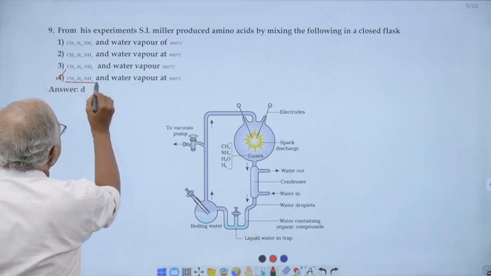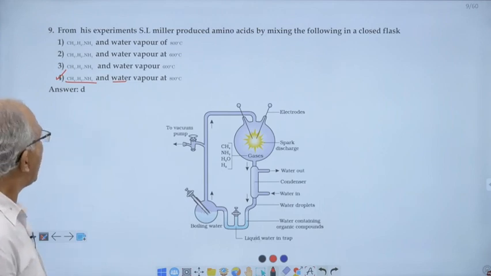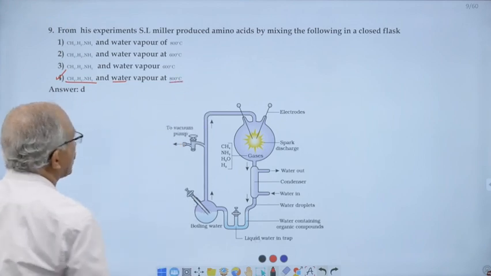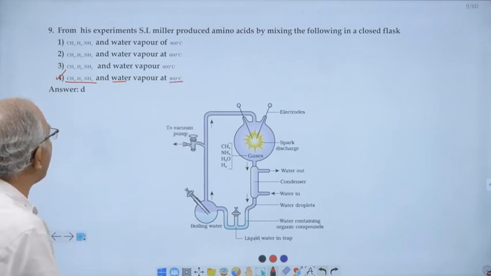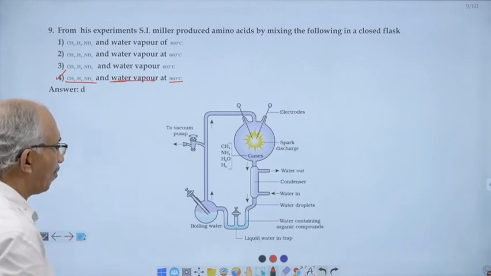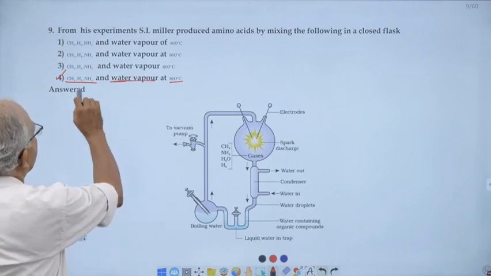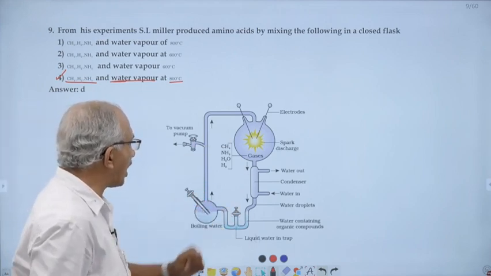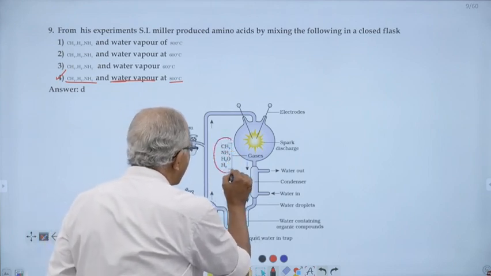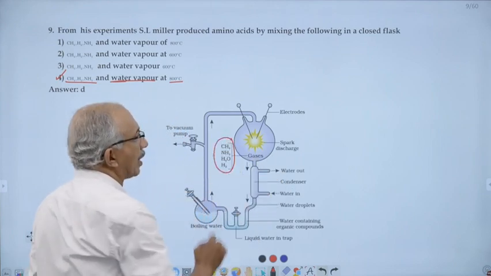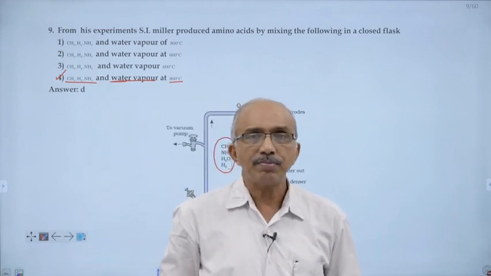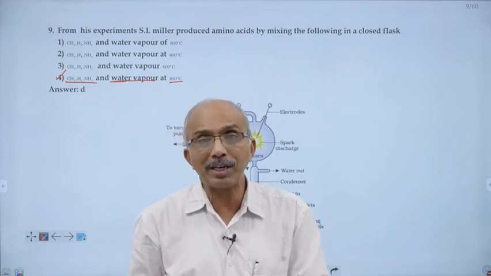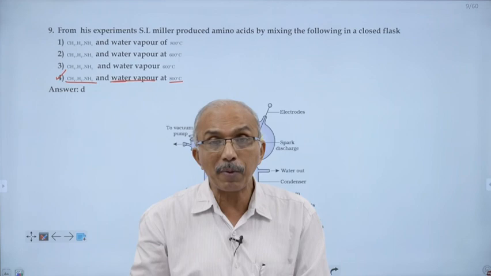The following gases and water are taken in the closed apparatus, which is kept at 800 degrees Celsius. So the water is kept boiling, in the form of water vapor. These are the things he selected in this apparatus. These gases and the water vapor more or less mimic the atmosphere of a primitive Earth.